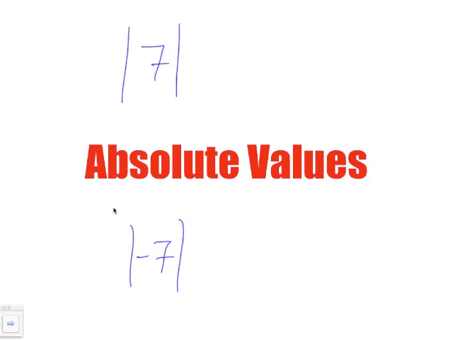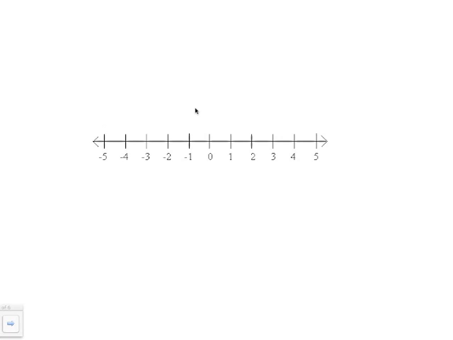And absolute values, whatever is considered inside these straight line brackets, so to speak, is always going to represent a positive value. It's going to represent what we call an absolute value of that number. When looking at absolute values, really what we're looking at is the idea of a number and how far is that number from the 0 point on a number line, right?